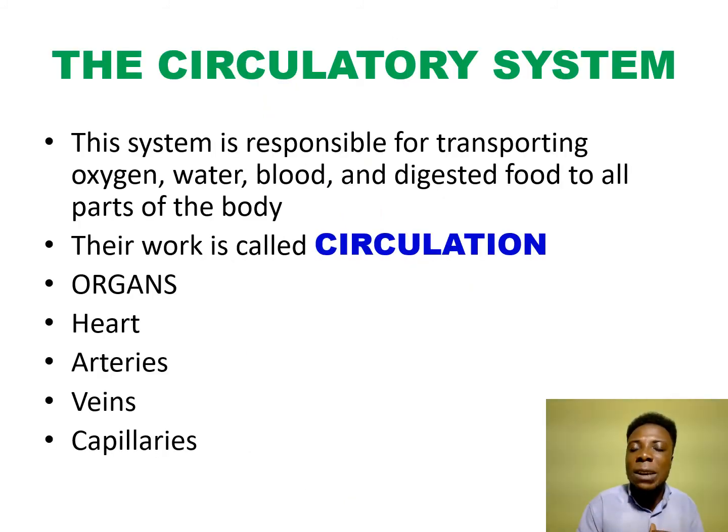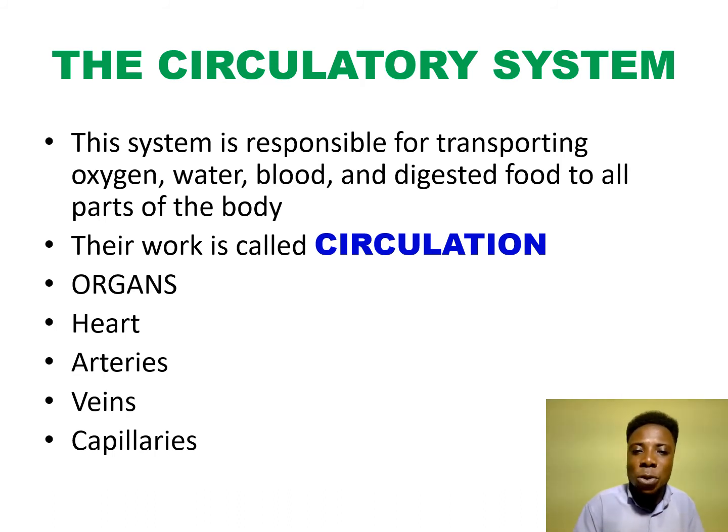Now let's talk about the circulatory system. Circulation. This system is responsible for transporting oxygen, water, blood, and digested food that we talked about. They pass it all to every part of the body. The circulatory system transports oxygen, water, blood, and digested food to all parts of the body.